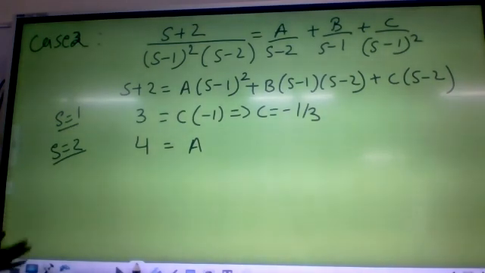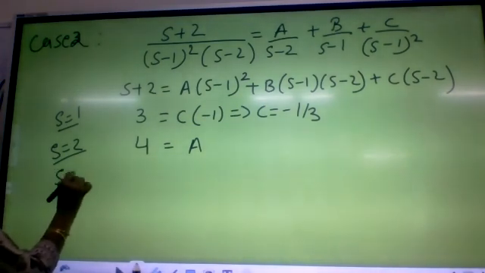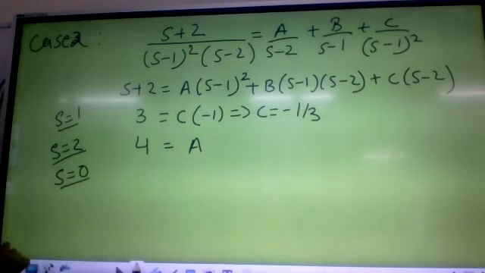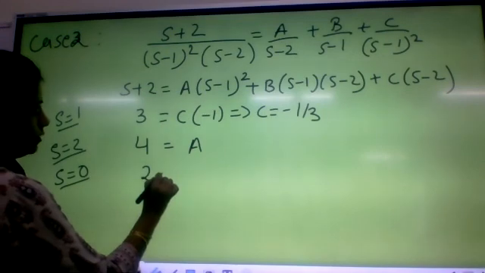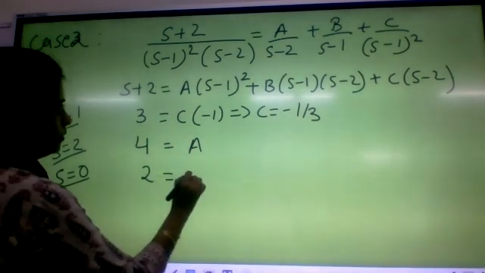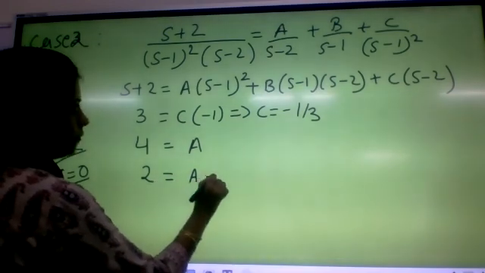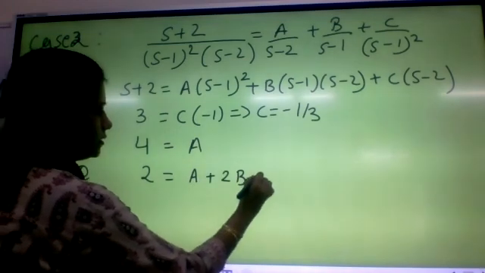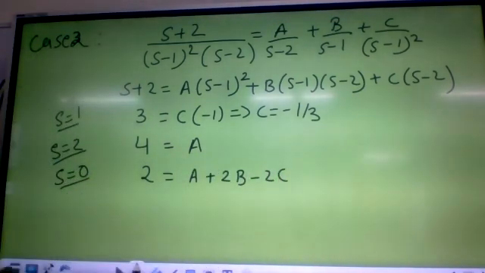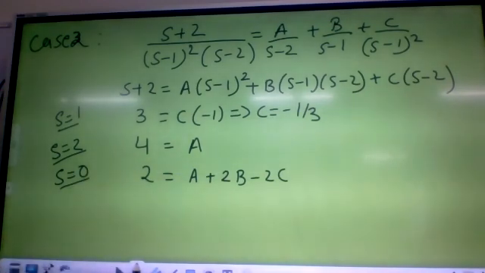Now see, in this question when repeated, I don't have any other value to substitute. So what I will do, I will put the easiest value of s, that is 0. So when you put s is equal to 0, what you will get? 2 is equal to a, okay, then plus 2b minus 2c. And now solving this equation, you can get the value of b.